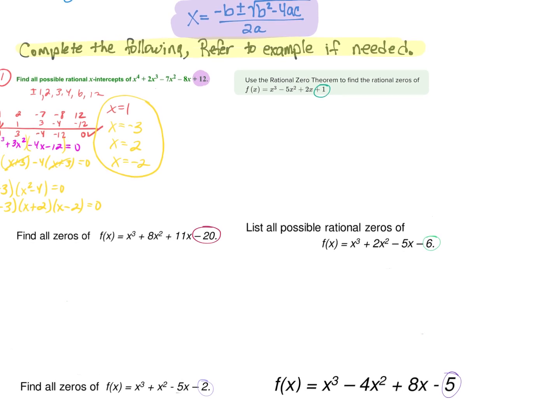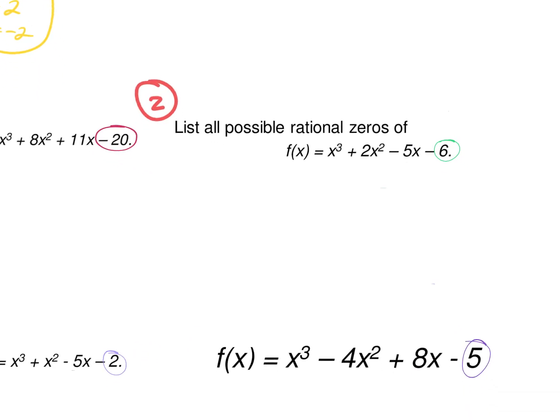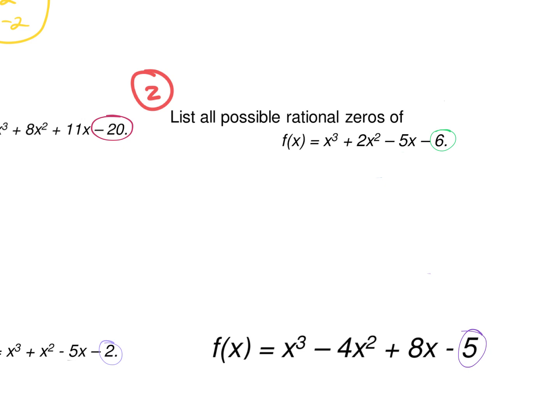Let's do this one here. And again, I'll do them all in the video and post it. Let's do this one. Just looking at this, guys, is grouping going to work? No. But I would try. Try first, just in case. You might get one where it actually works. You don't have to do all this. But list out the factors of your constant, 6. Account for plus and minus.